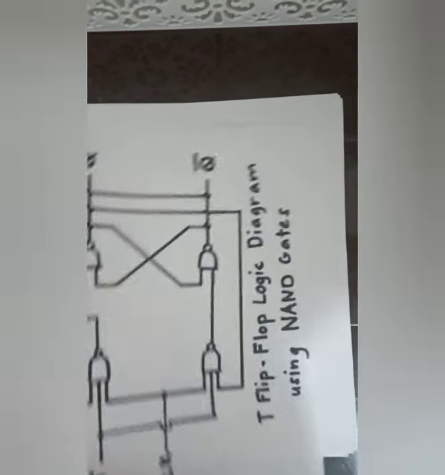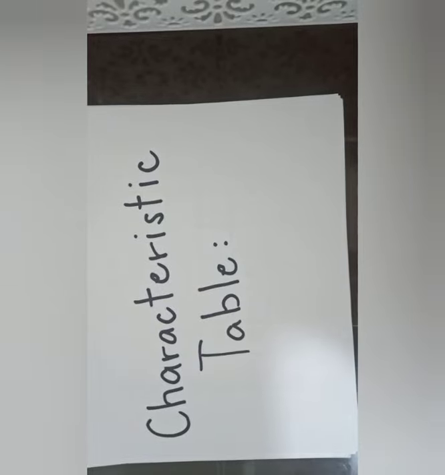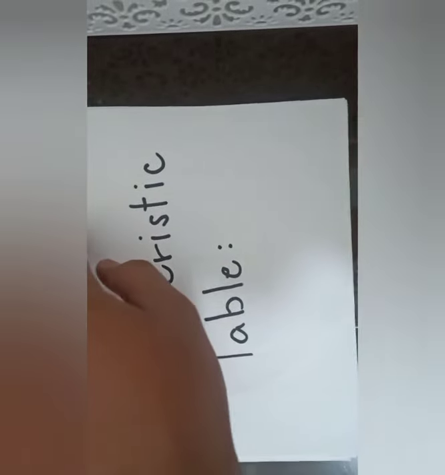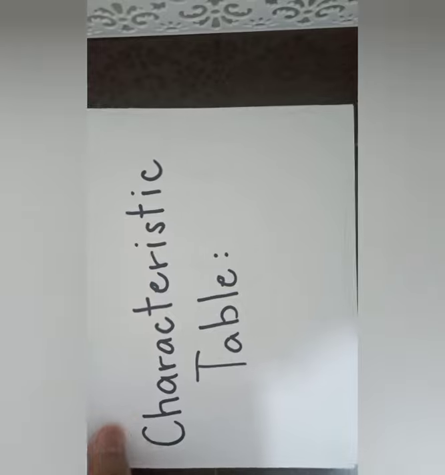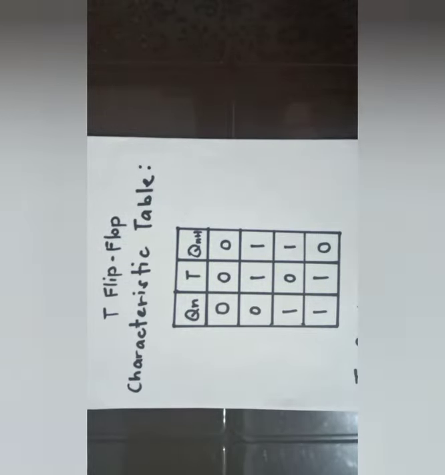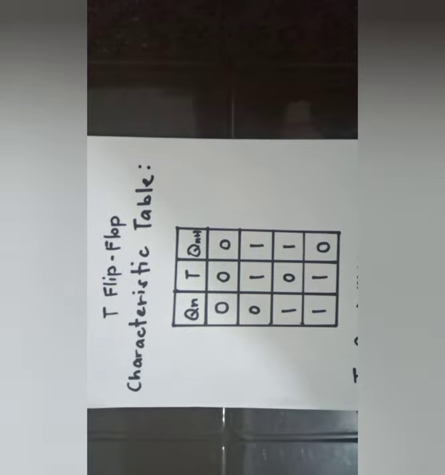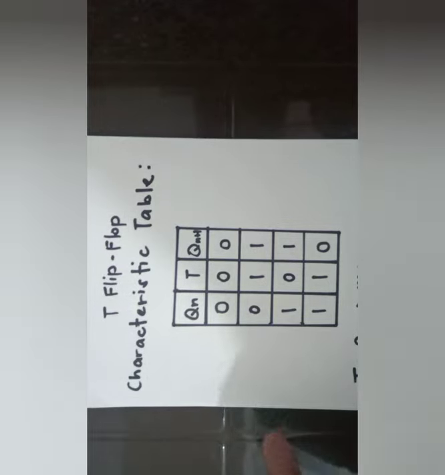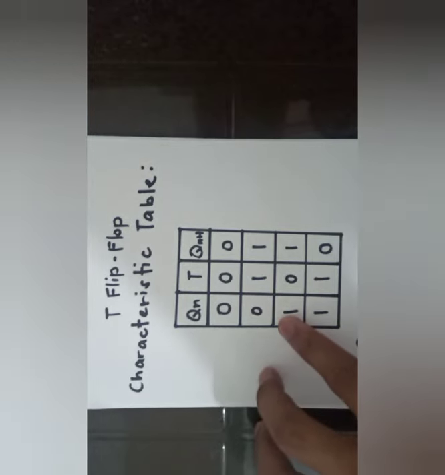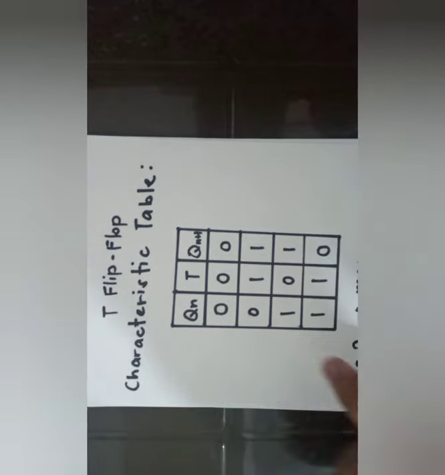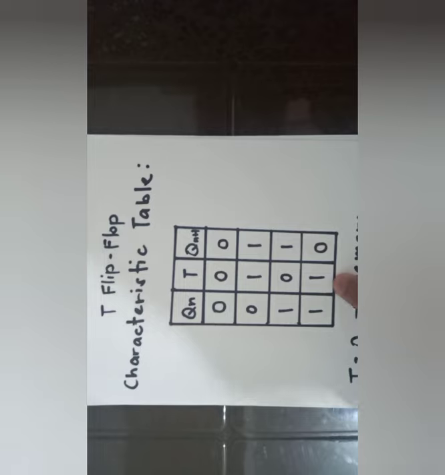Here is our characteristic table that is derived from our logic diagram. Here we have 4 combinations of Qn and T: Qn equals 0 and T equals 0, Qn equals 0 and T equals 1, Qn equals 1 and T equals 0, and Qn equals 1 and T equals 1.